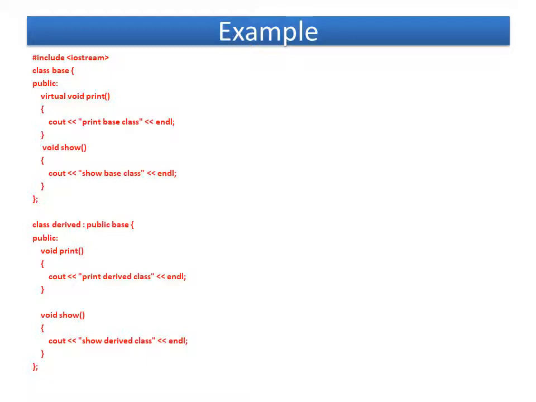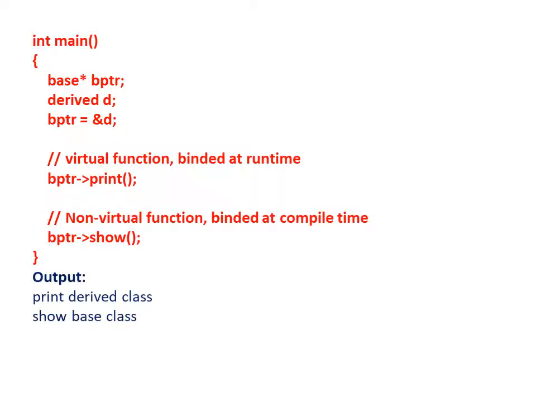Here you have to remember that in the base class you have two functions, print and show, and in the derived class you have the same functions, print and show, with a different body. Here in the base class I have made void print virtual. So what does it mean? During runtime, this particular function is going to be called even though I am calling the member function using the base pointer. So let us see what happens.